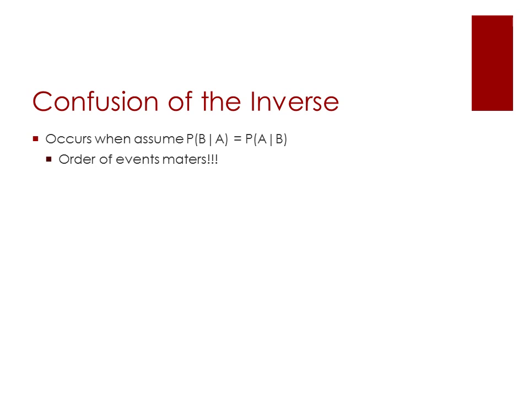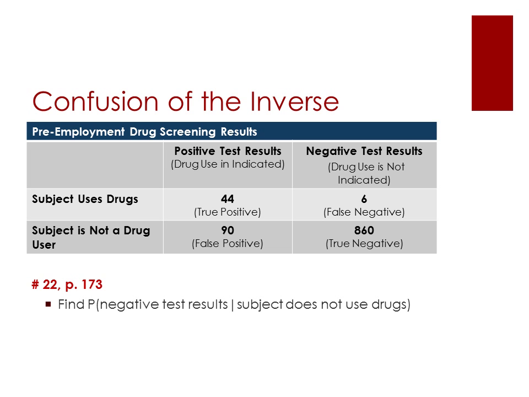Now let's take a look at an example to take that rather abstract statement and put it with an exact problem to follow this through. So this is looking at problem number 22 on page 173. And the first part we have here is finding the probability of having negative test results when the subject does not use drugs.